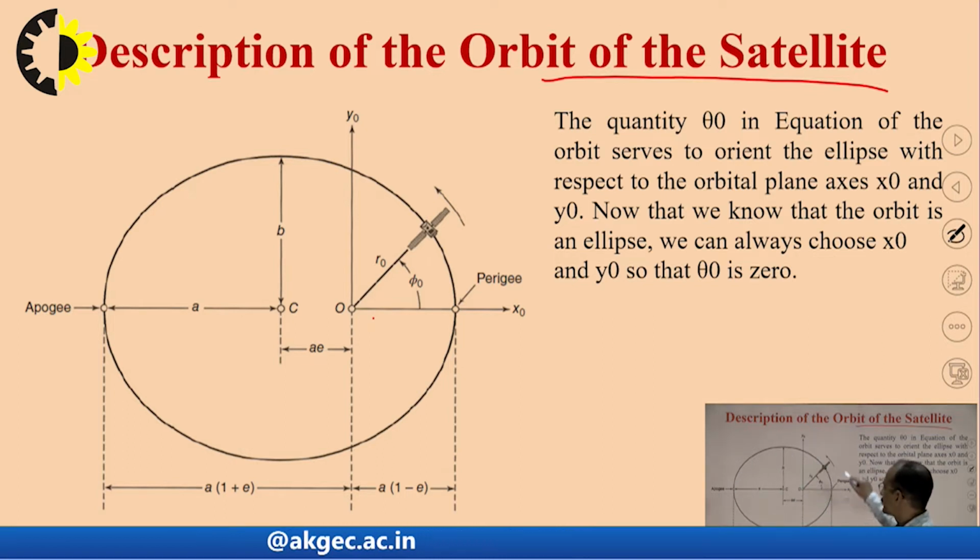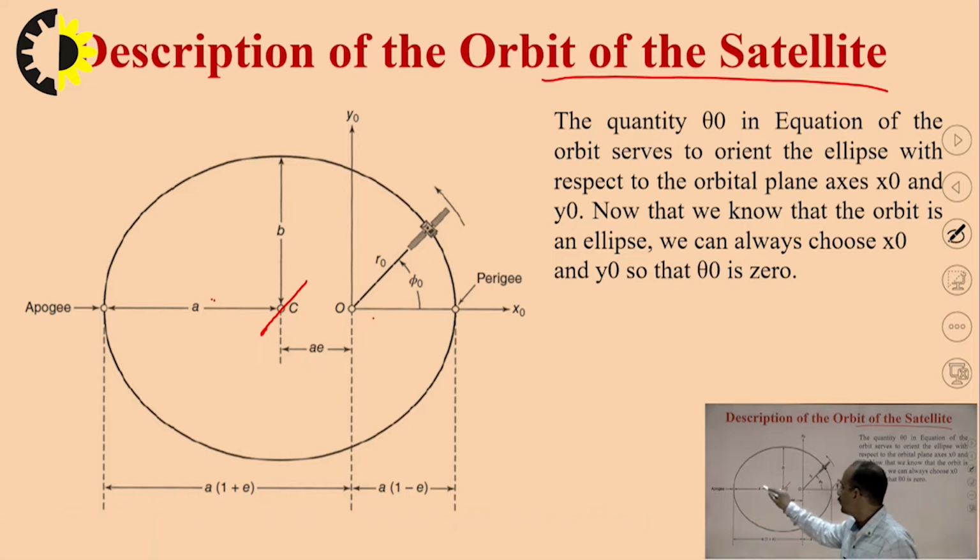First, you can see here, this is an elliptical path. This is the center of the elliptical path, and these are the two foci of this ellipse, and the larger body is located at this point O, because as per Kepler's first law of planetary motion, the larger body is located at one of the foci of the ellipse. So that is the larger body. Now this is the satellite.